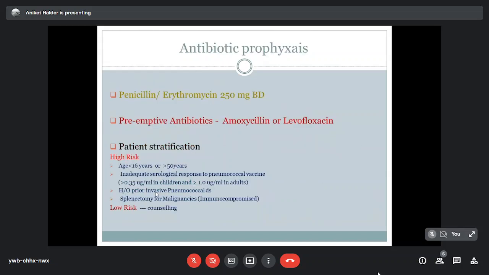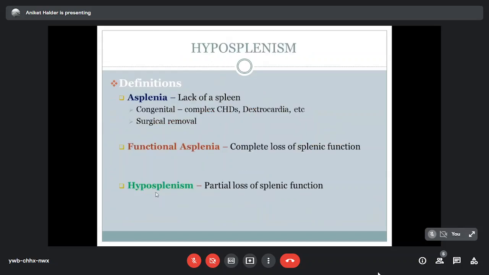So, as we have discussed splenectomy, now let's move on to hyposplenism. So, splenectomy is the most important cause for asplenia, that is, lack of a spleen. So, first the definitions. What is asplenia? Asplenia means there is lack of a spleen. So, this lack of a spleen may be congenital. In complex congenital heart diseases or dextrocardia, a spleen may be completely absent.